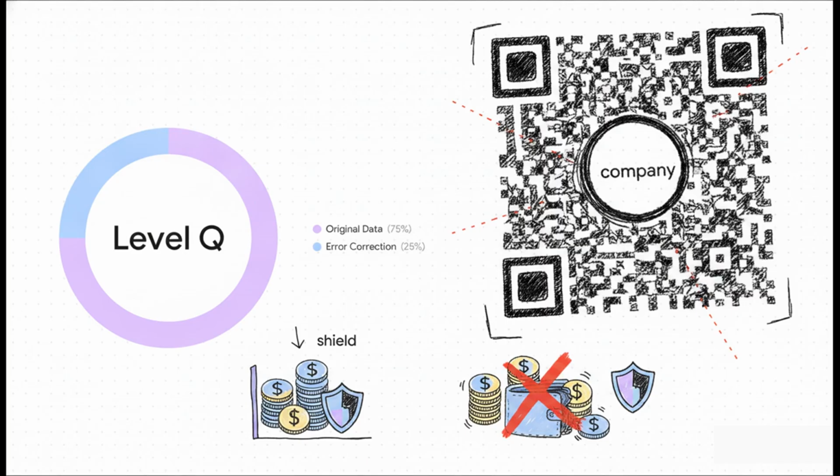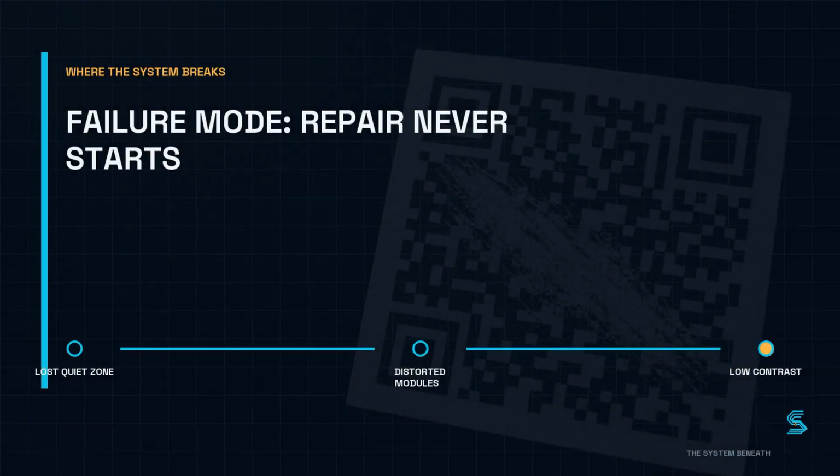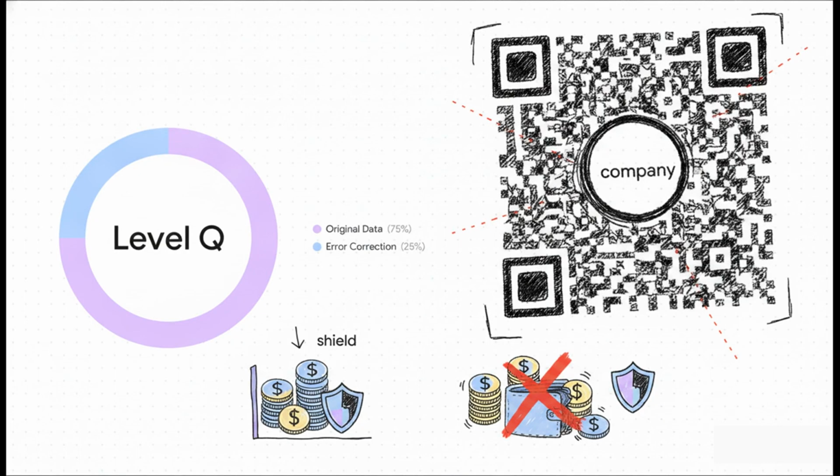But here is where it gets super interesting. If a company decides to stick a cute vanity logo right in the middle of their QR code for branding, that logo is technically read as damage by the scanner. It instantly eats up a massive chunk of this 25% repair budget before the code even leaves the printer, which of course leaves the code way more vulnerable to actual physical scratches out in the real world.